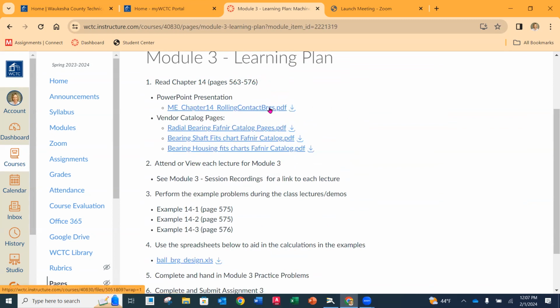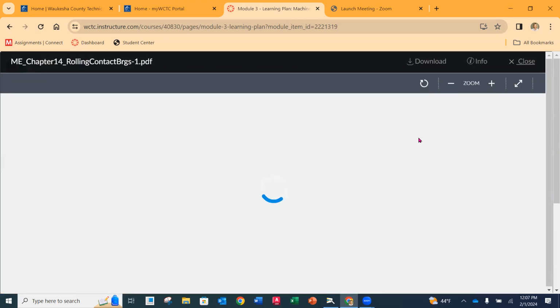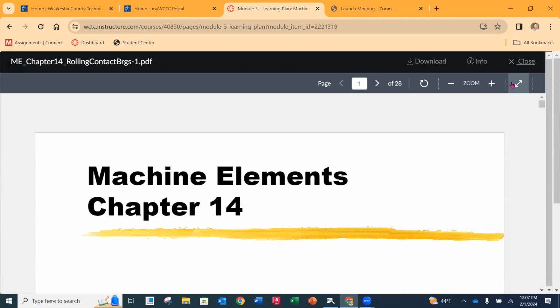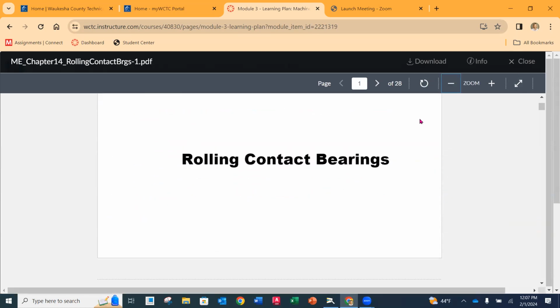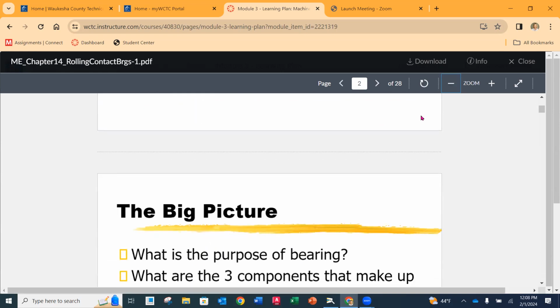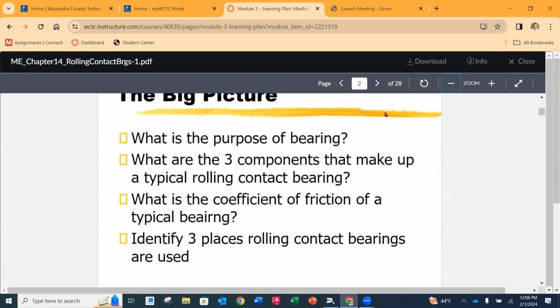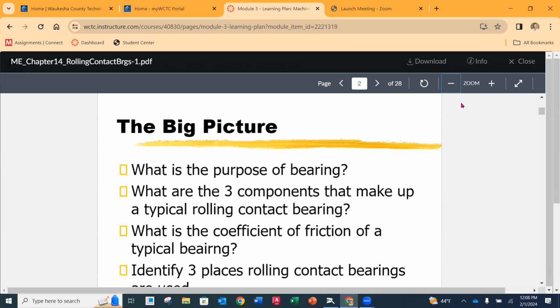I am going to open up the PDF of the PowerPoint, and we are going to get started here. I'm going to zoom out just a little bit to get a little bit more in here. So again, Chapter 14 in our book, I've got my book opened up to this. In the beginning, there's a section on the big picture. I'm going to give you 2 minutes to read through that and try to pick out the following information.